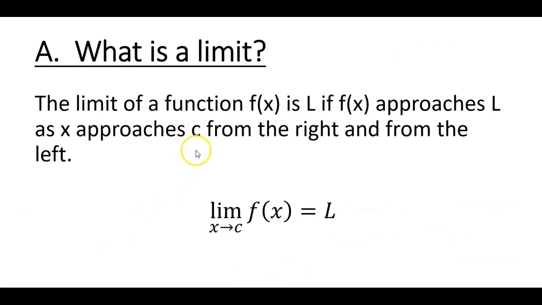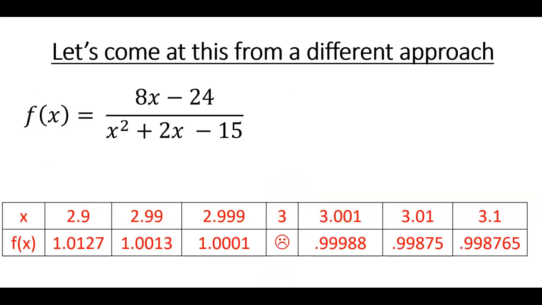Okay, so that's what a limit is. The limit of a function, L, is L if f of x approaches L as x approaches c from the right and from the left. So in this case, my L is 1 because f of x seemed to be getting closer and closer to 1 both from the left and from the right. And my c value is the x value here.